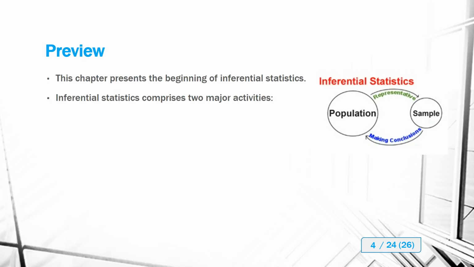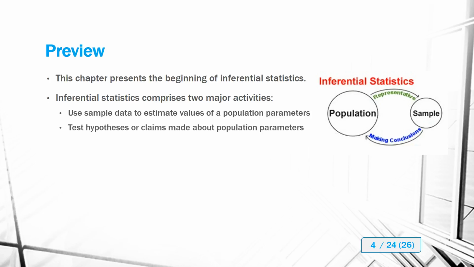Now, in this chapter, we're going to present what begins inferential statistics. And inferential statistics is basically concerned with 2 major activities. The first is we want to see if we can use sample data to estimate values of a population parameter. This is why the sampling methods that we've discussed earlier are so important, because we want to make sure that a sample is characteristic of the population.